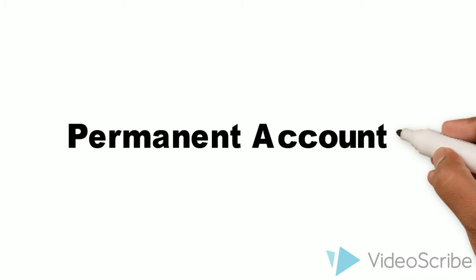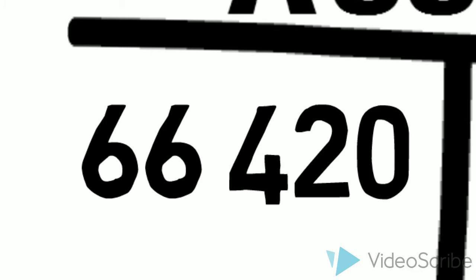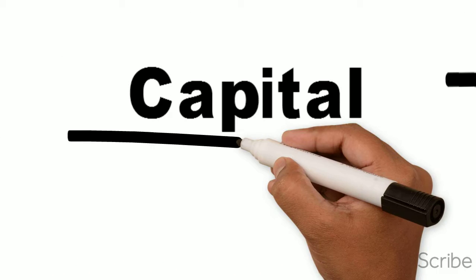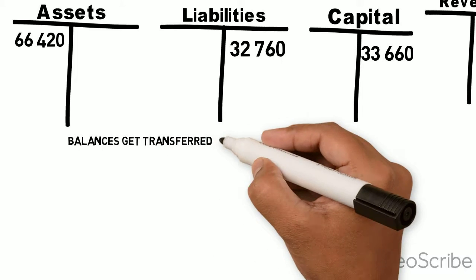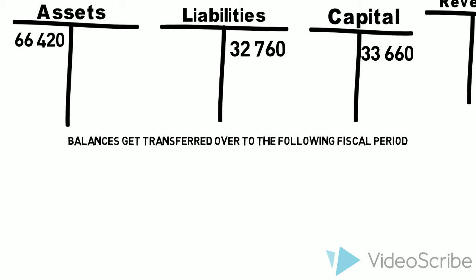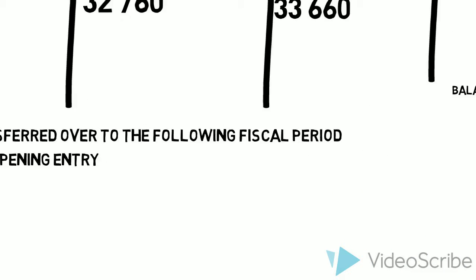These accounts are all called temporary accounts as the balances do not get transferred into the following fiscal period. Real or permanent accounts are assets, liabilities, and capital. Under the assets, there is a debit balance of $66,420. Under liabilities, there is a credit balance of $32,760. And finally, under capital, there is a credit balance of $33,660. All of these balances get transferred over to the following fiscal period because you don't get rid of all of your assets or the amount you owe just because the year changes. It just gets transferred over to the next year and it gets journalized as an opening entry.